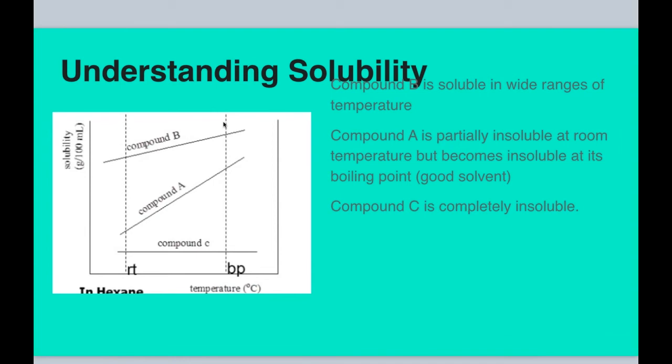Compound A is good in the hexane. So hexane is a good solvent for compound A purification with the impurity in it.